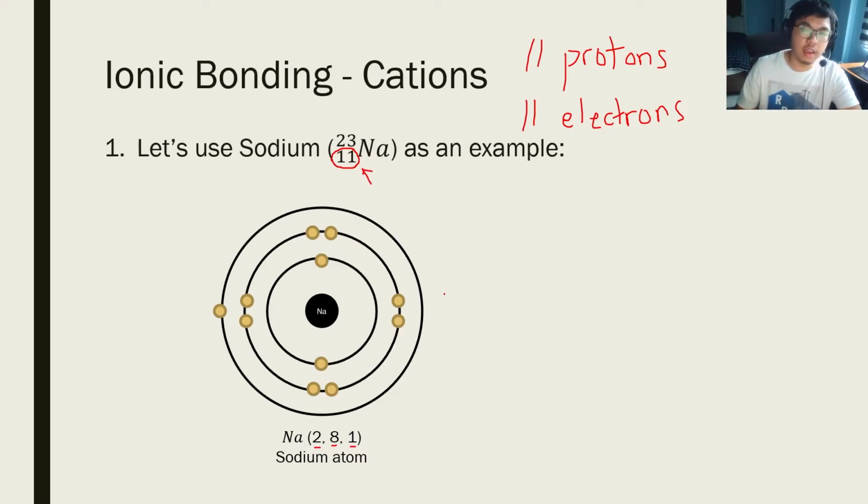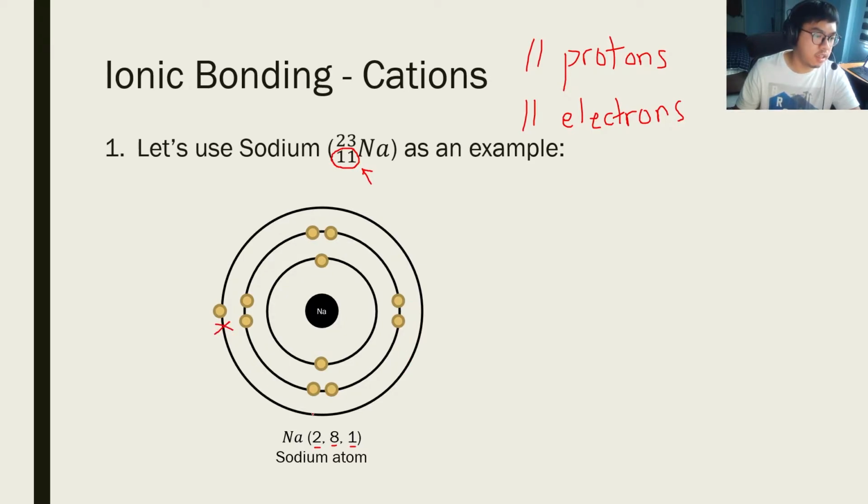Now, if sodium wants to become an ion, it needs to change itself and make sure it has a completely full electronic shell. But as you can see here, the electronic shells are not completely full, especially in the third shell.